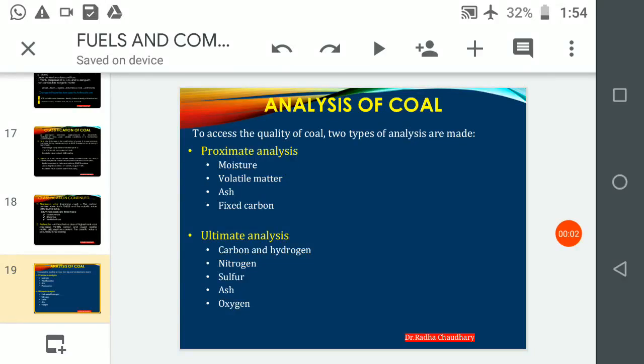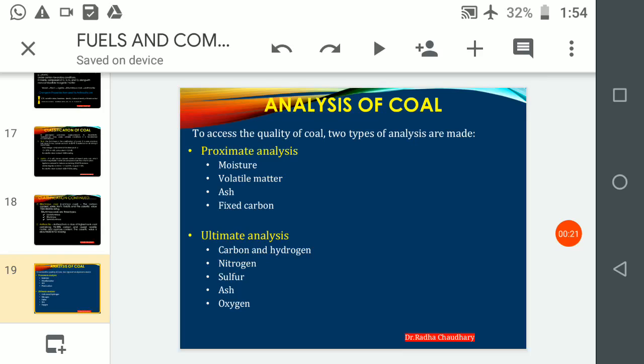The composition of coal varies widely, and hence it is necessary to analyze and interpret the result from the point of view of commercial classification, price fixation, and proper industrial utilization. Coal is assessed on the basis of the proximate analysis and ultimate analysis.